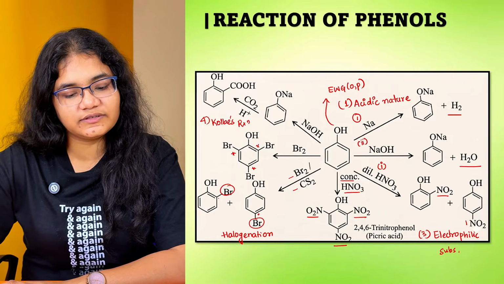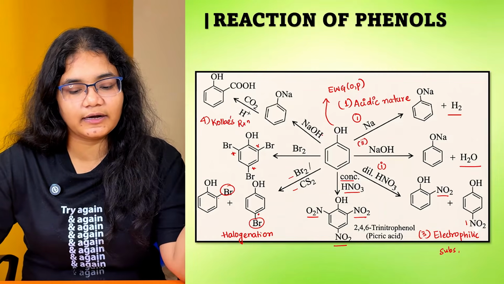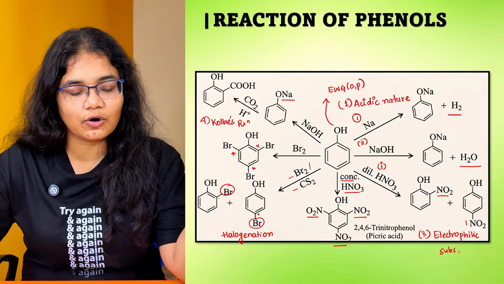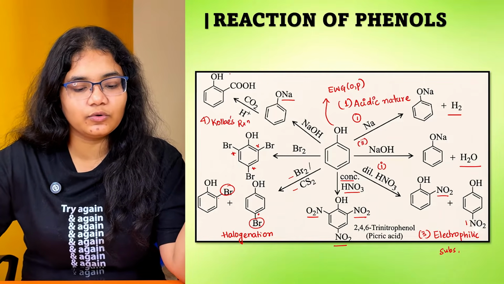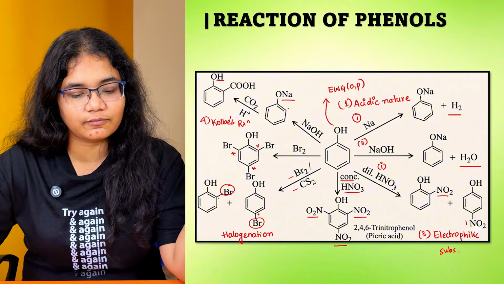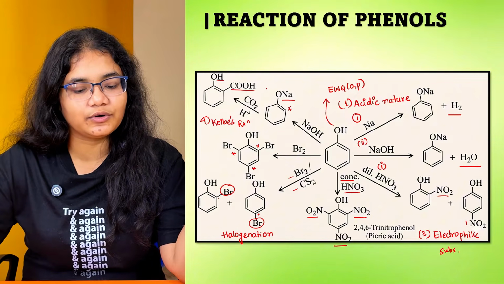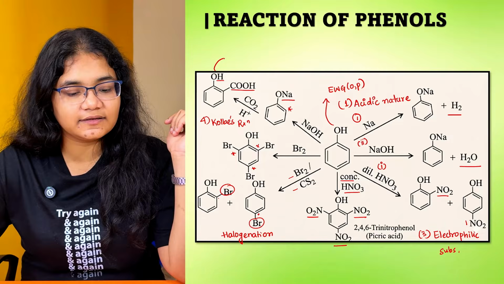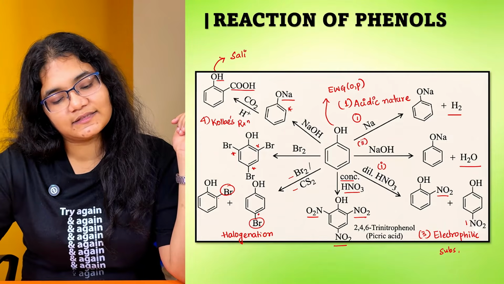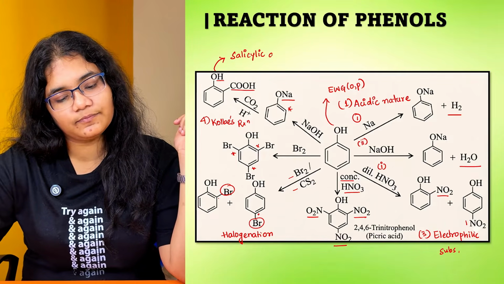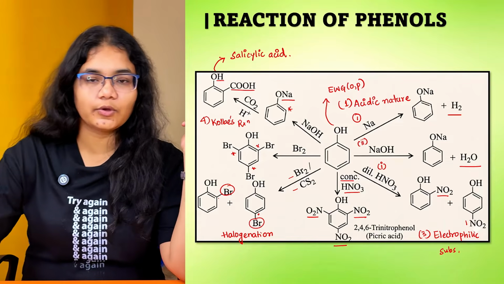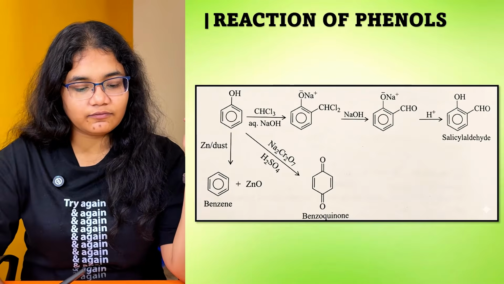In Kolbe's reaction, what happens when you take phenol and treat it with NaOH? First you will get a salt, and then if you treat it with CO2, you will get OH, and the ortho position gets substituted with a COOH group, and this particular compound is called salicylic acid. Now we will continue with the fifth one.